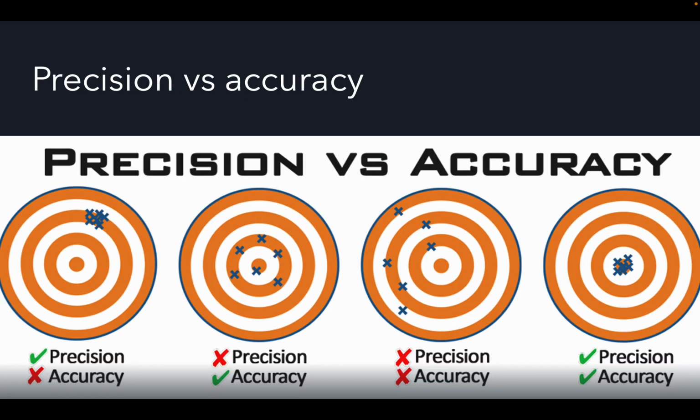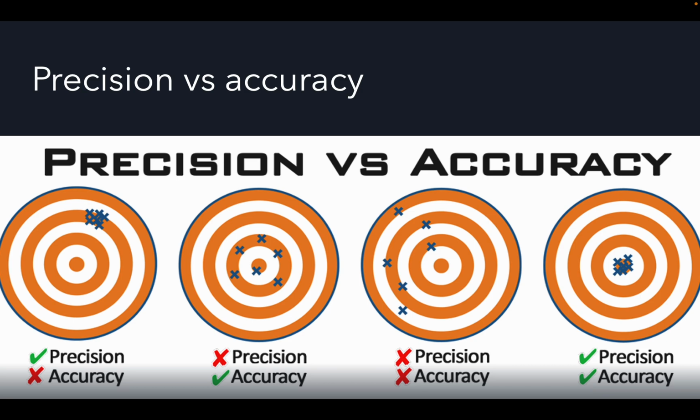And there are 2 important terms you need to know, which are precision and accuracy. Precision means how close the values are to each other, and accuracy means how close the values are to the targeted value. So in diagram 1, the values are close to each other, but far away from the targeted value, so it has high precision but low accuracy. In the second diagram, the values are close to the targeted value, but the values themselves are quite far apart from each other. So it has high accuracy but low precision.